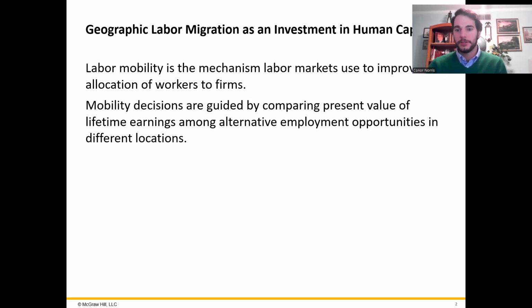So we're going to talk a little bit about this here, about why migration is so important from an economic standpoint. So firms in one region may have difficulty filling open positions. Without workers to fill those positions, consumers end up suffering either long wait times, inconvenient services, or higher prices.